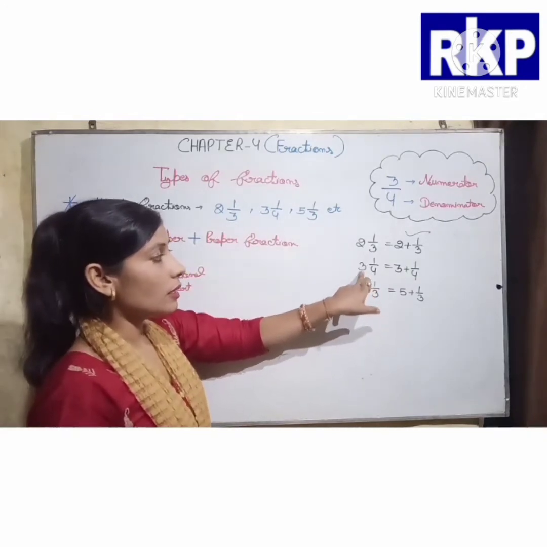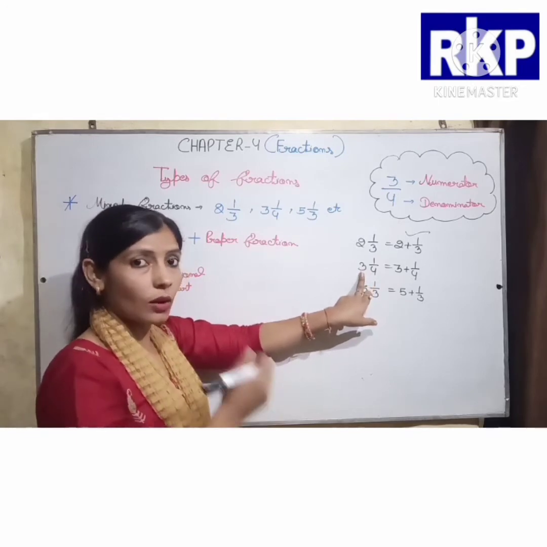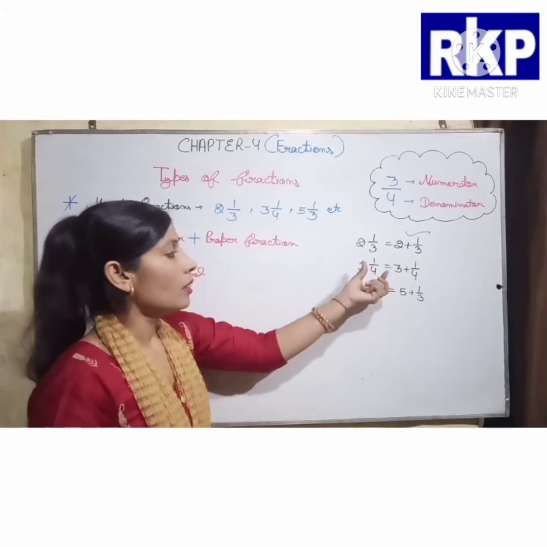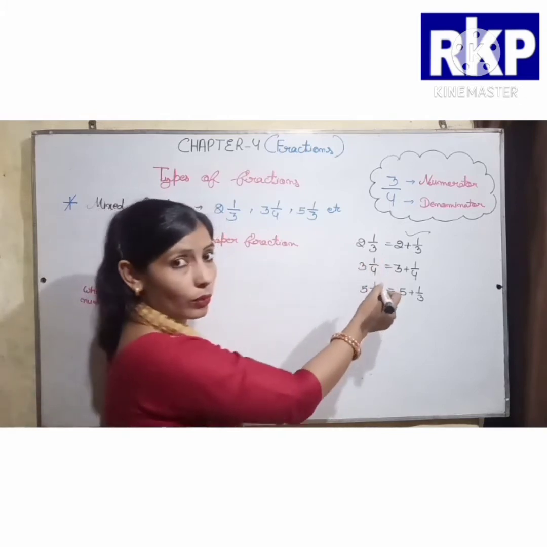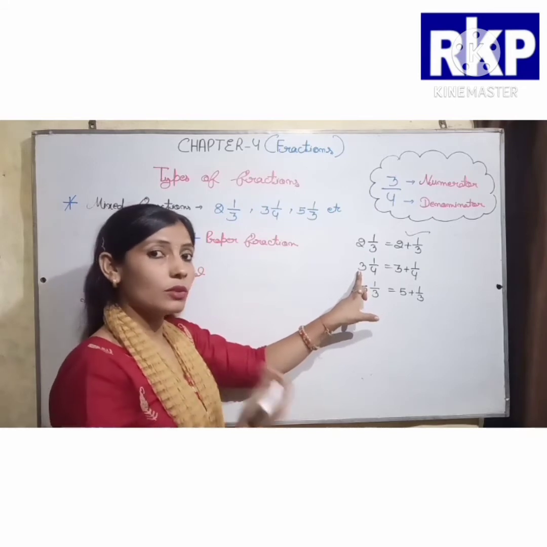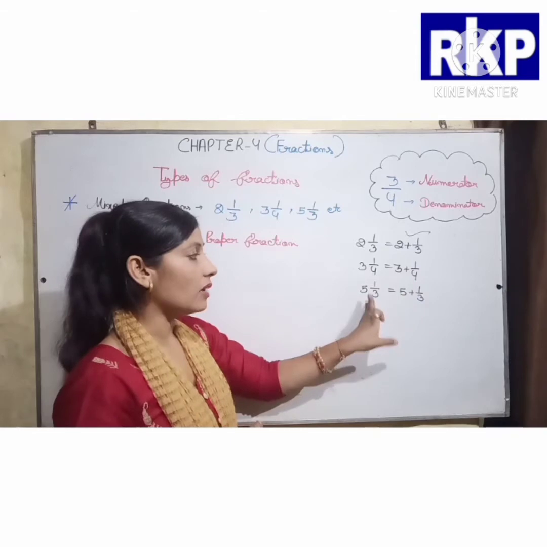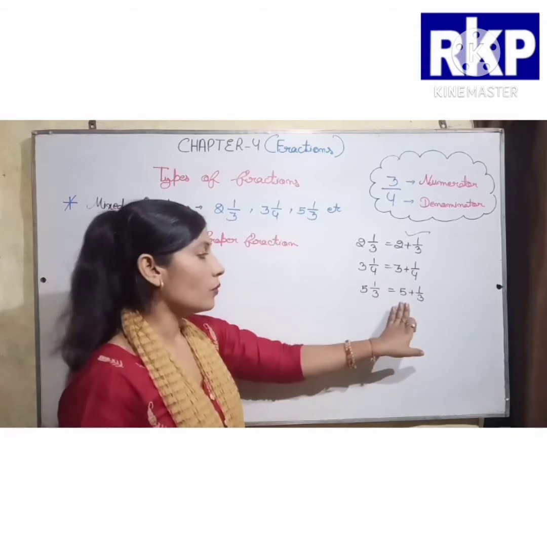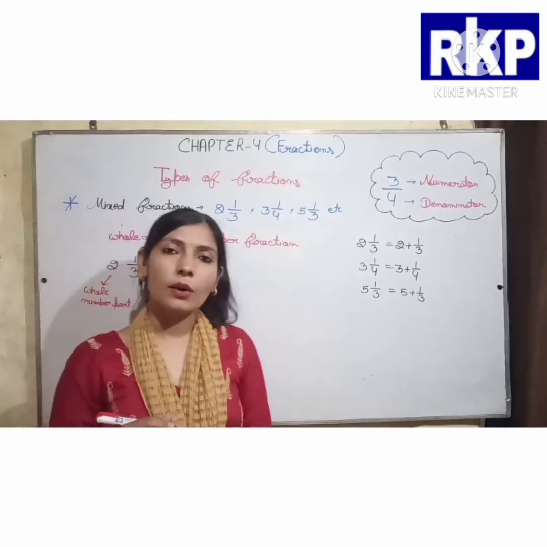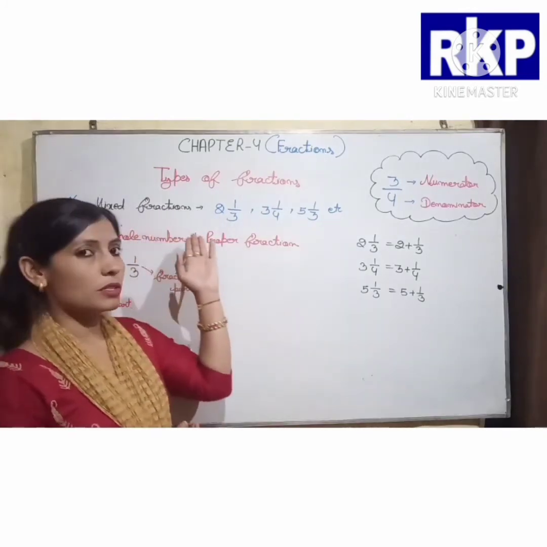In 3 and 1 by 4, you can see 3 is the whole number part and 1 by 4 is the fractional part. So 3 and 1 by 4 means you are combining 3 and 1 by 4, which means 3 plus 1 by 4. And 5 and 1 by 3 means 5 plus 1 by 3. Students, now you have understood the definition of a mixed fraction.